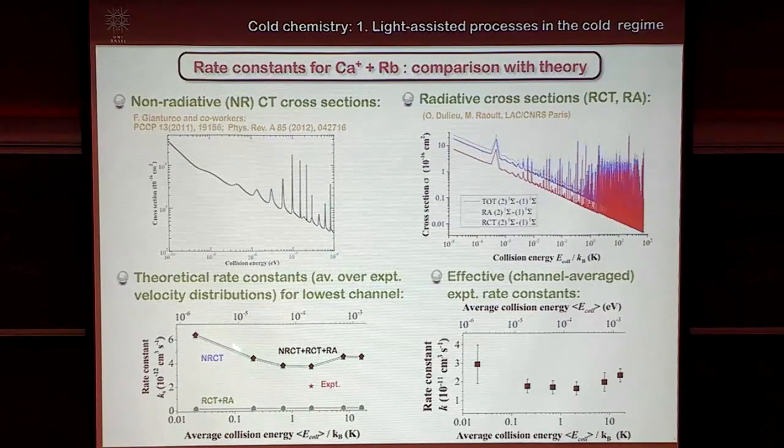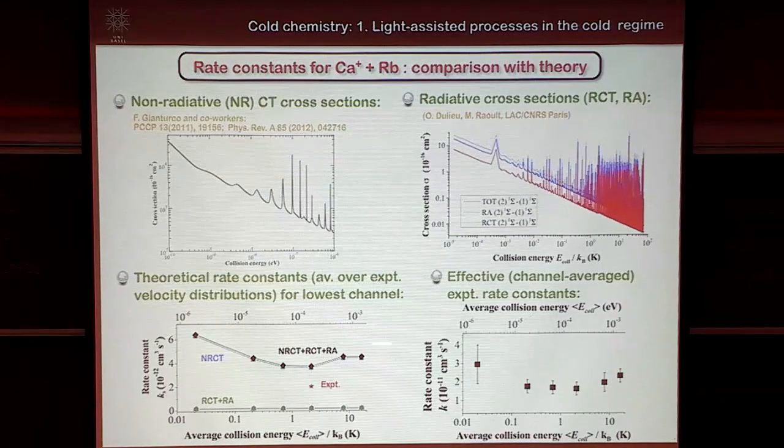So these are the results. The black line is the sum of all three processes. The star is the experimental result at about 2 Kelvin, and one can see that this is the right order of magnitude, let's put it that way. This is all for the lowest channel, mind you. And here I remind you again of the result of the experiment. Just to emphasize again, this is averaged over all channels. In particular, the calcium plus 4p plus rubidium 5s channel contributes dominantly to this result here.